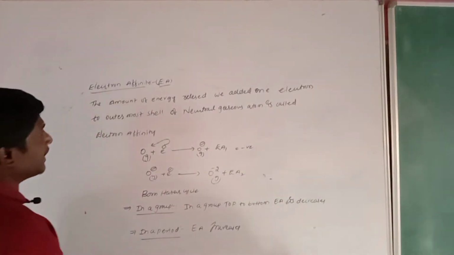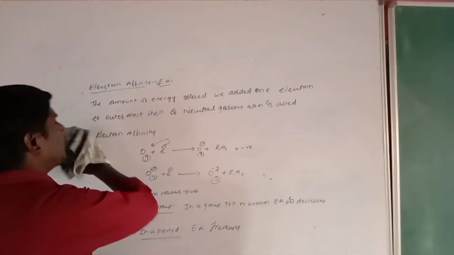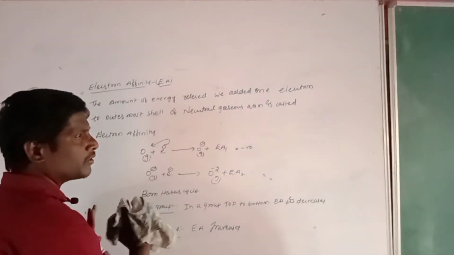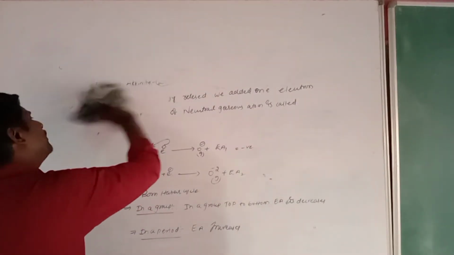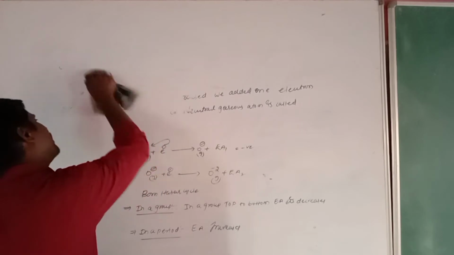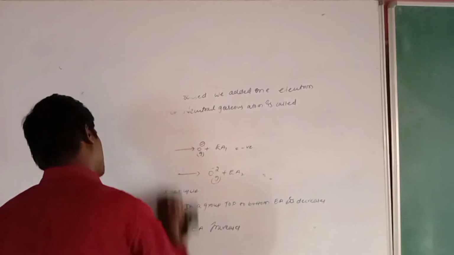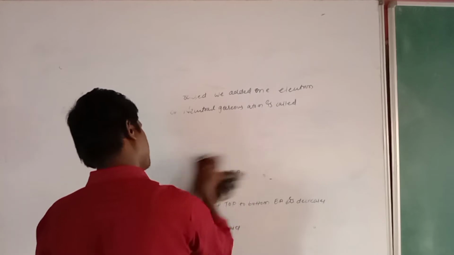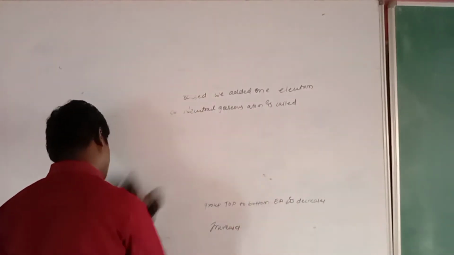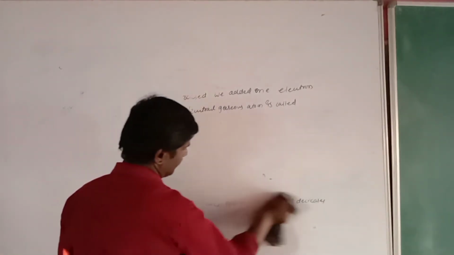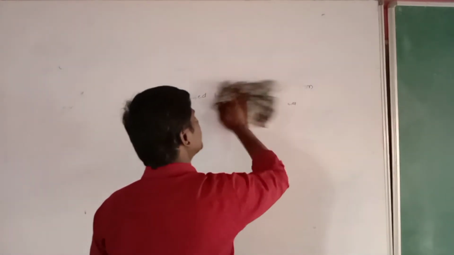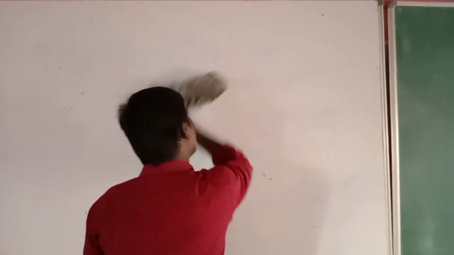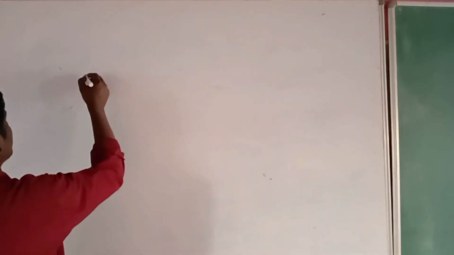Now the second topic is electronegativity. We discussed IPE only for that purpose, not beyond that. That way electron affinity will be completed. Then the next topic is electronegativity.